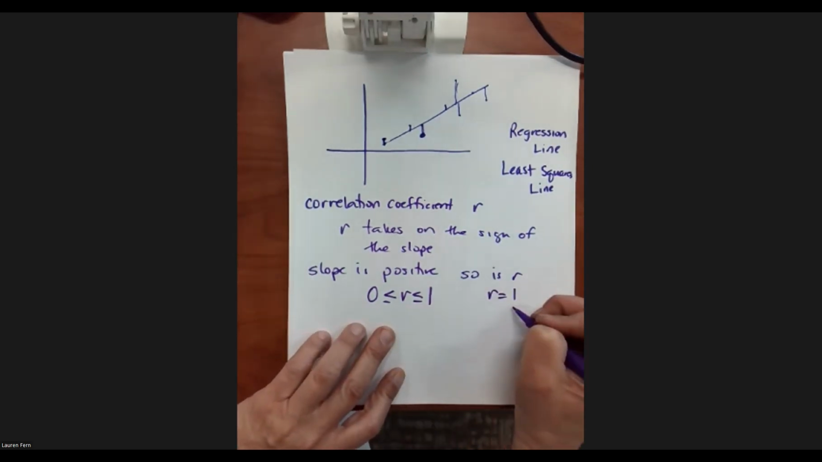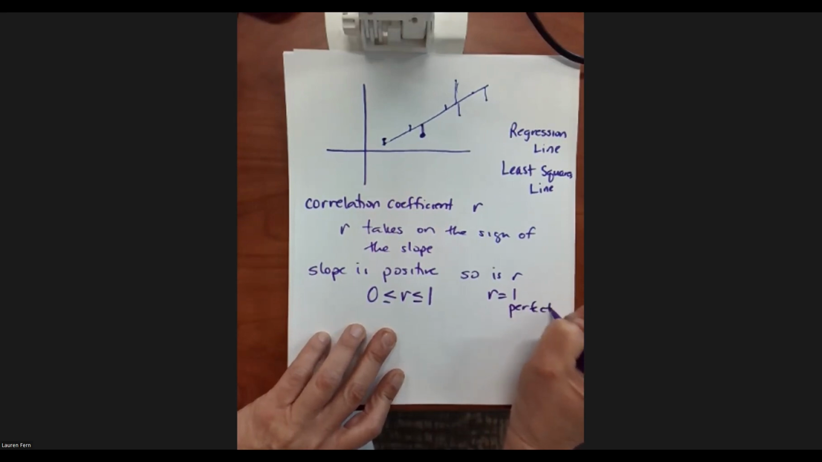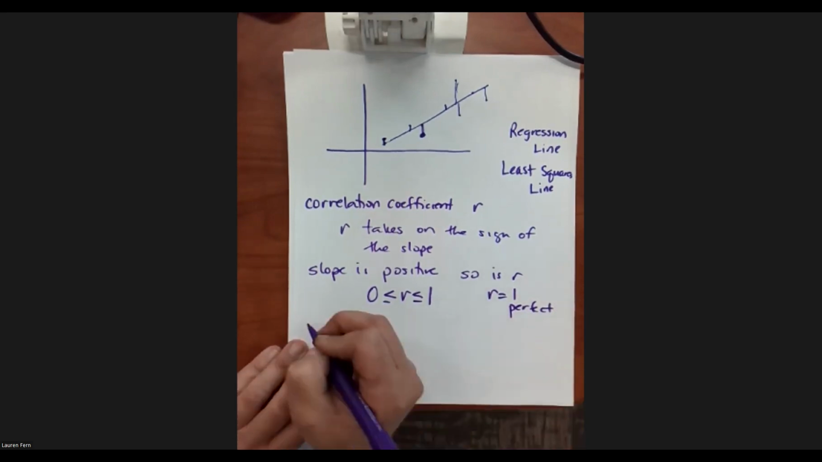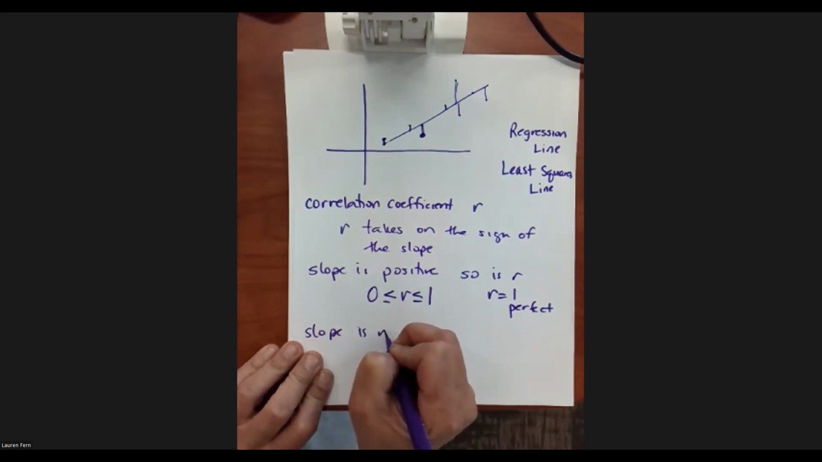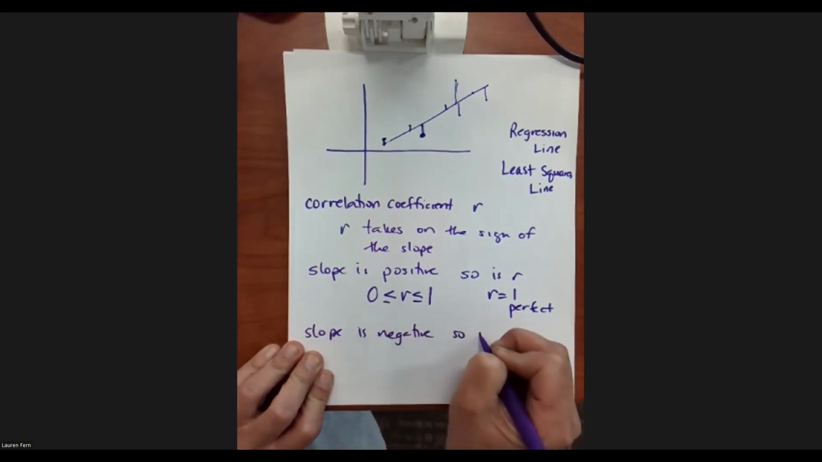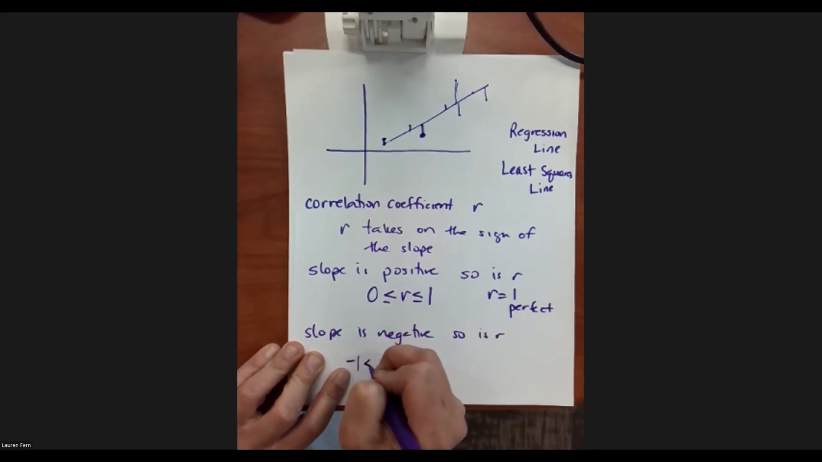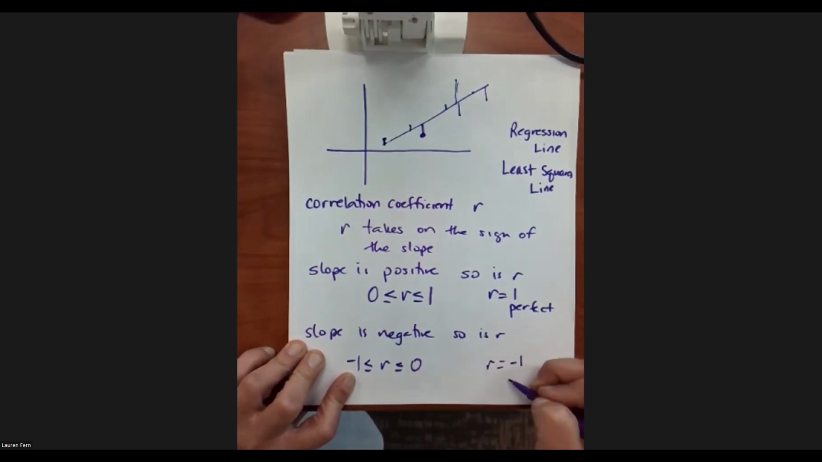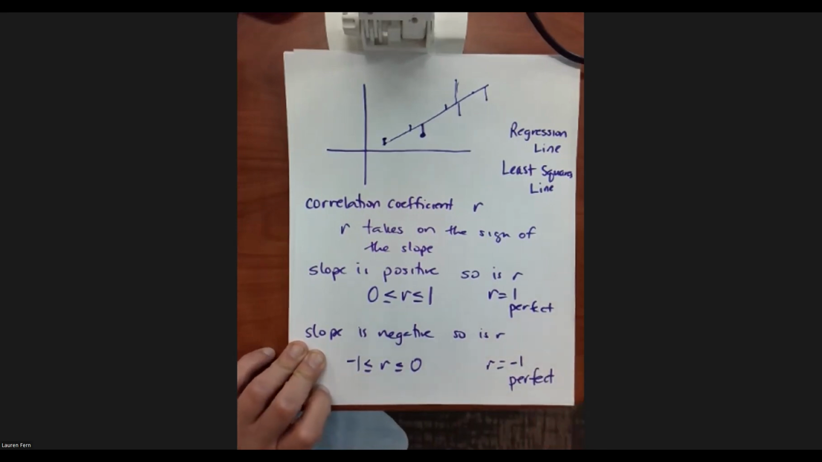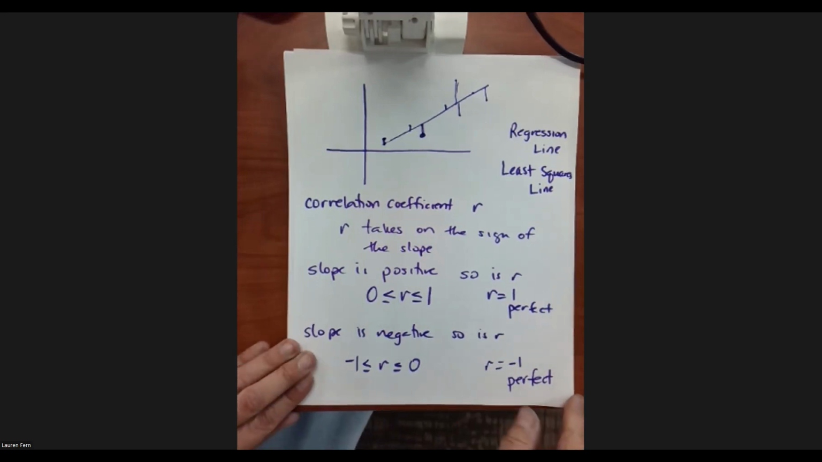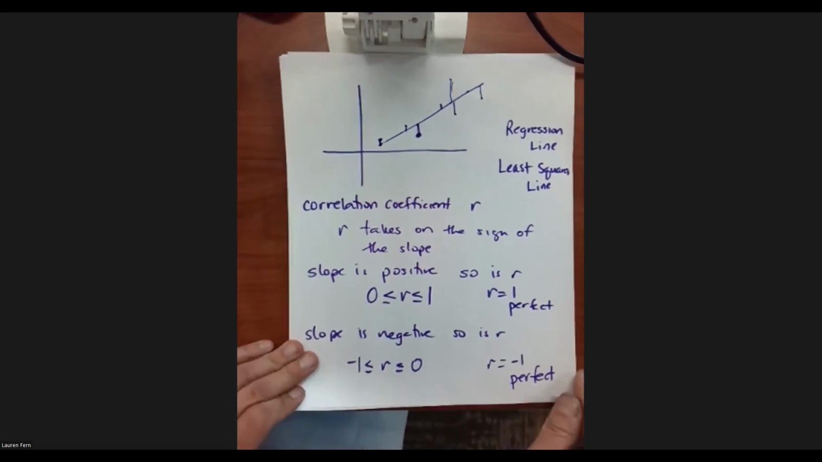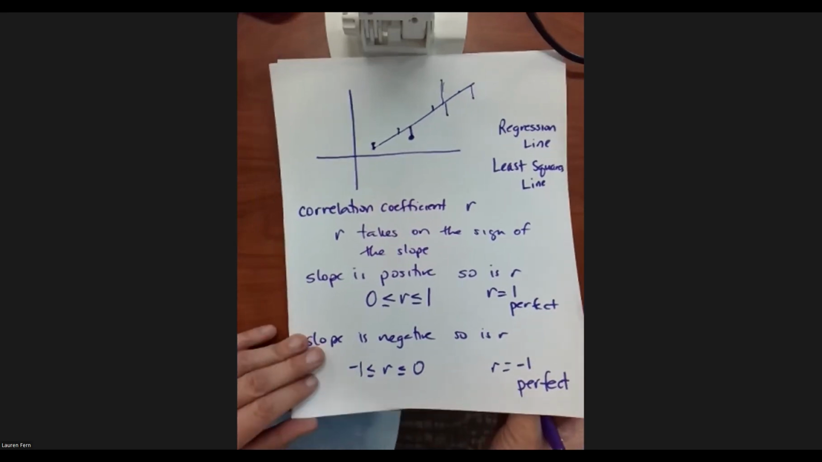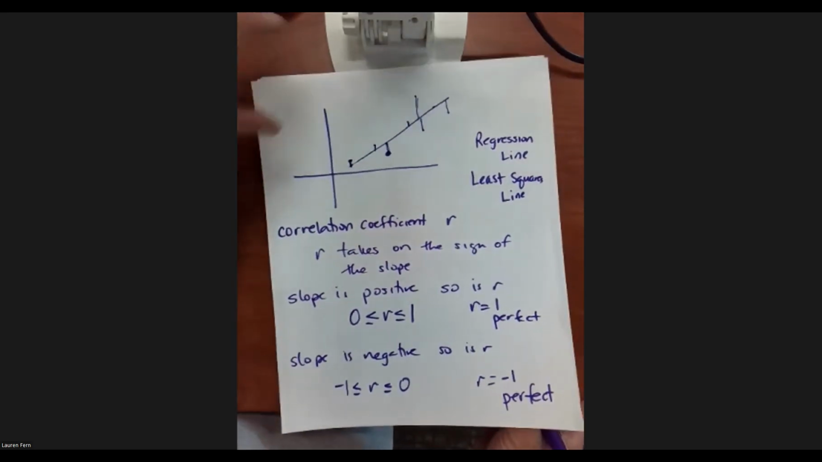If R equals 1, you have a perfectly fit line. If the slope of your line is negative, so is R. And in that case, R is between 0 and -1. And similarly, if R equals -1, you also have a perfectly fit line. It's just decreasing. And you don't need to memorize any of this stuff. The key is R is always between 1 and -1.